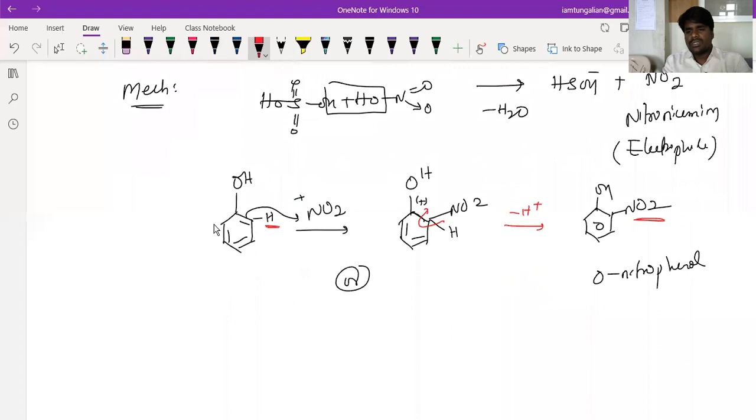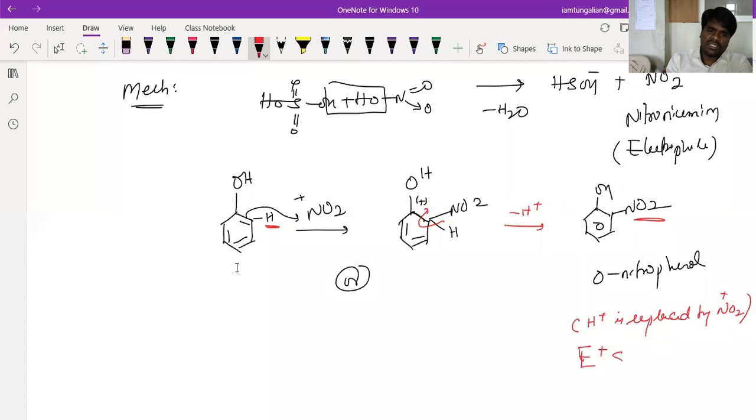So what is happening here? H plus is replaced by NO2 plus. Since an electron deficient species is being replaced by another electron deficient species, what do you call this reaction? You call it an electrophilic substitution reaction. Aromatic, what is meant by aromatic electrophilic substitution? This is what you call aromatic electrophilic substitution reactions.